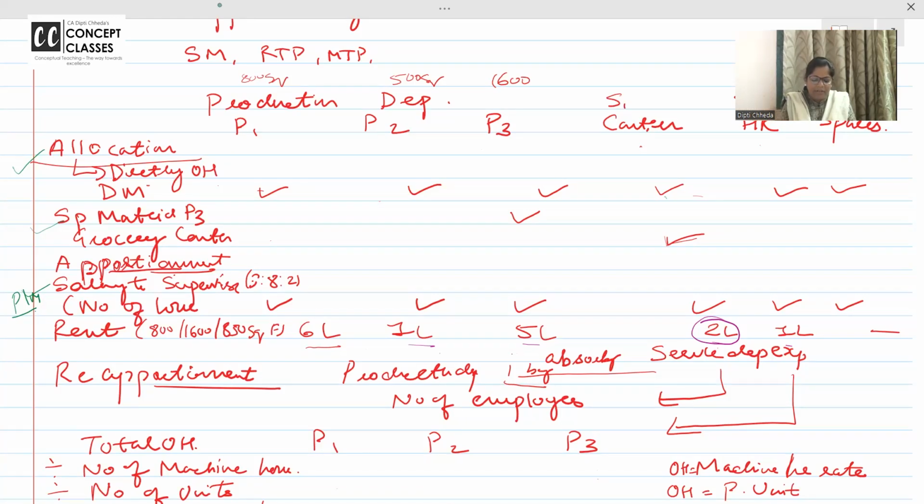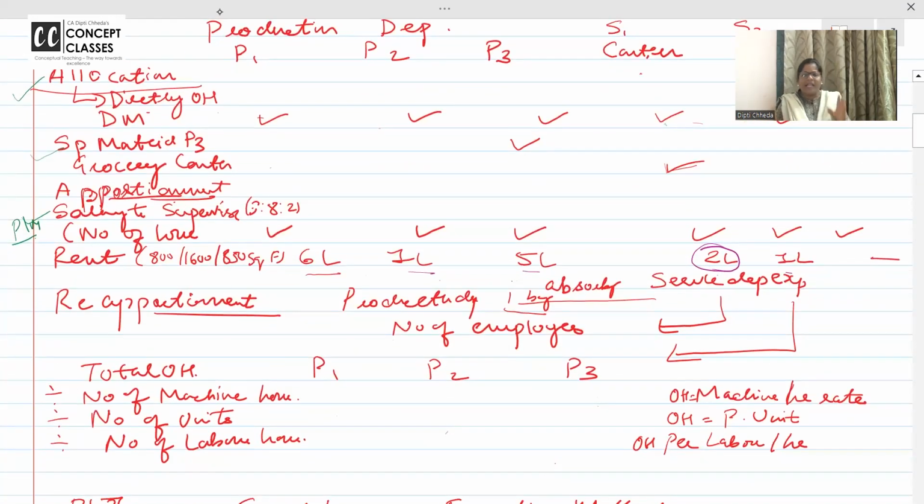For example, rent of the factory is 8 lakhs. How much square feet is used by P1 department, P2? So apportionment of expenses is charging the common expense to all the departments on some basis. What will be that basis? We will see.